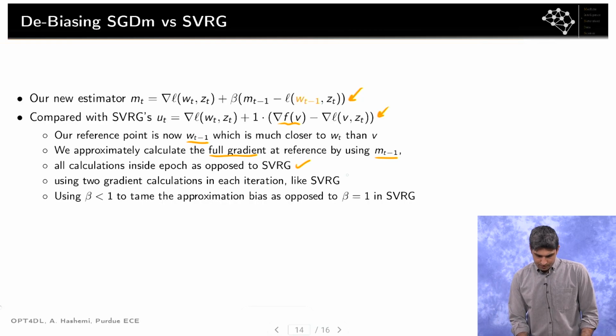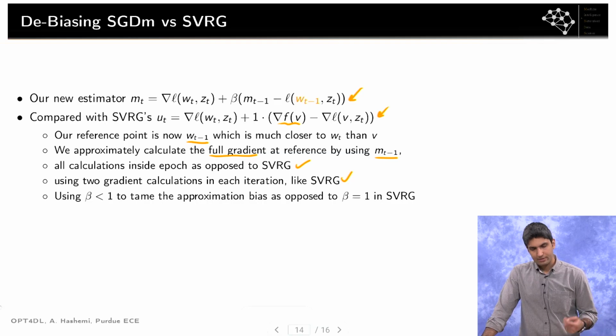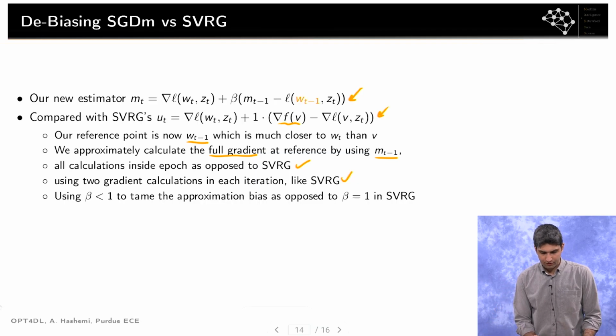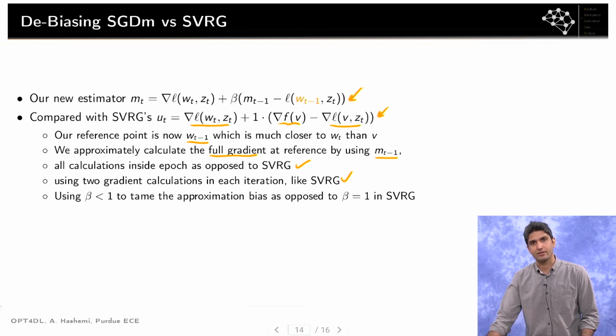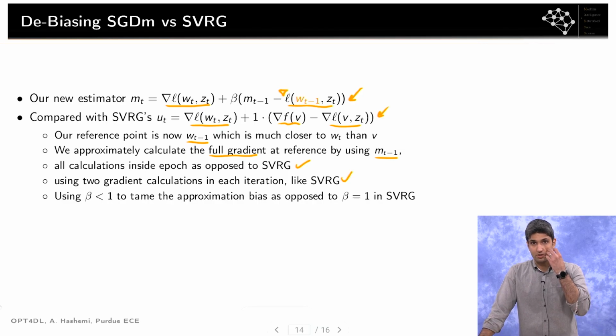There is a similarity between this method associated with momentum and SVRG, and that's the fact that they both use 2 stochastic gradients in each iteration, as opposed to 1. In the case of SVRG, we used the stochastic gradient at the current model w_t and the stochastic gradient at the reference point. Here, we use the stochastic gradient at the current model w_t and the stochastic gradient at the previous model w_{t-1}, which is basically our new reference point.